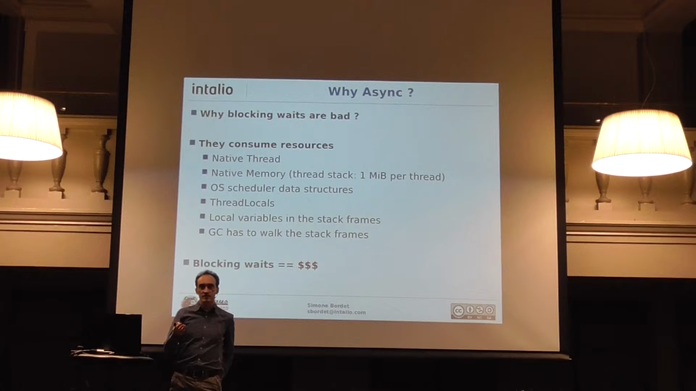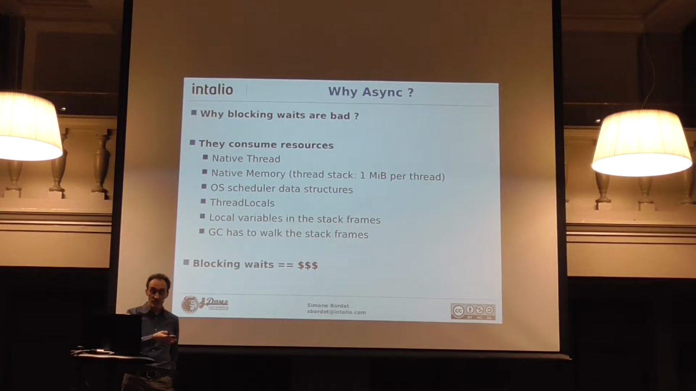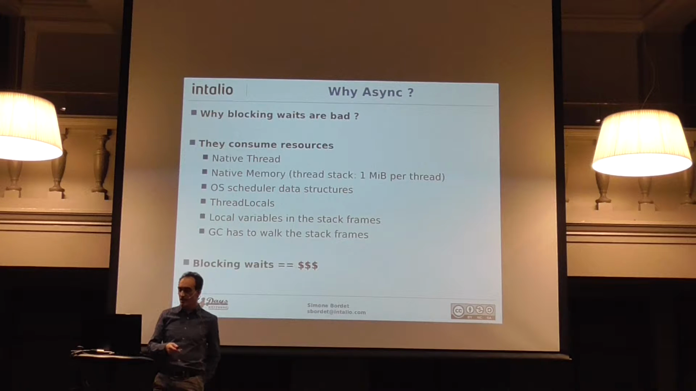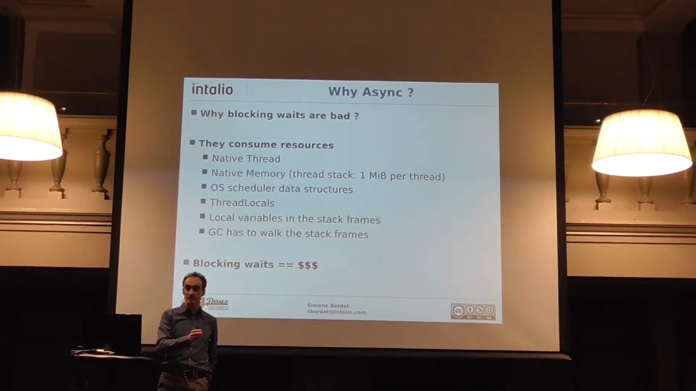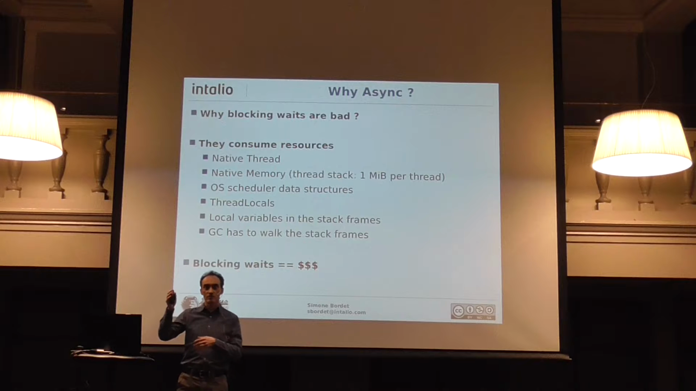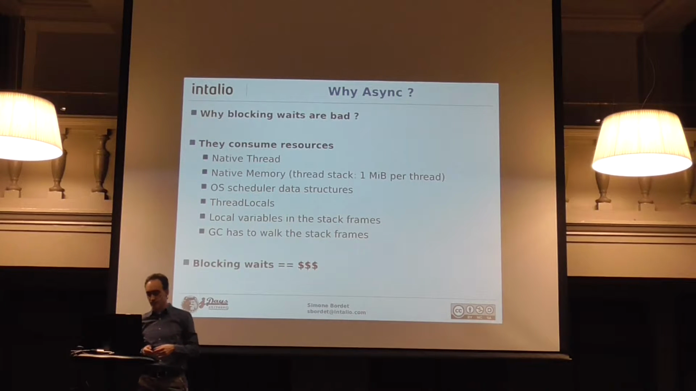Because every time we have a thread allocated on a server, it consumes resources. It allocates a native thread on the operating system. It consumes memory because every thread that you allocate on the JVM occupies 1 megabyte of space in the JVM, sorry, for allocation of the stack frames for that thread. And of course, you have OS scheduler and data structures, and you have thread locals that might be associated with that particular thread. They are not released until that thread goes out of scope. If it is blocking, those thread locals will still be there and consume memory. And of course, you have local variables in those stack frames that will be there for the whole duration of your database call. If you have many stack frames, many local variables, all those variables are alive. They cannot be garbage collected, and so forth. So basically, blocking waits consume a lot of resources that are expensive.